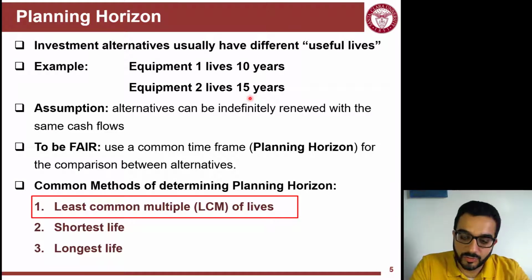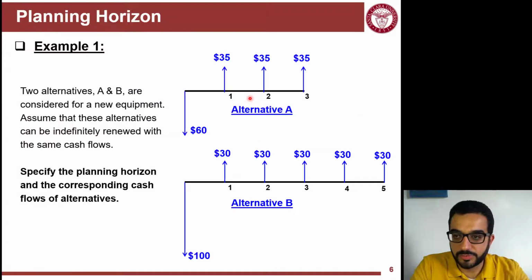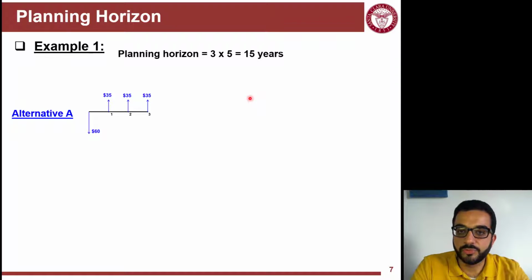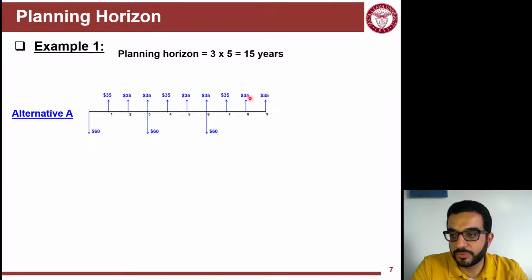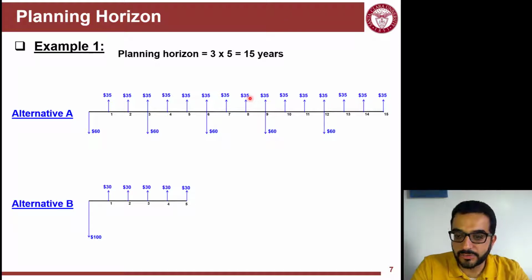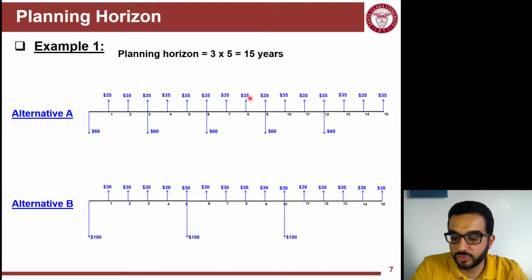The fairest one, in my opinion, is the least common multiple. If alternative A in this case has 3 years and the second one, B, has 5 years, the least common multiple is 15. So the first equipment I will buy once, twice, third, fourth, and fifth, so 5 times. And the second alternative will be renewed 3 times, or bought 1 time and then renewed 2 times after that.